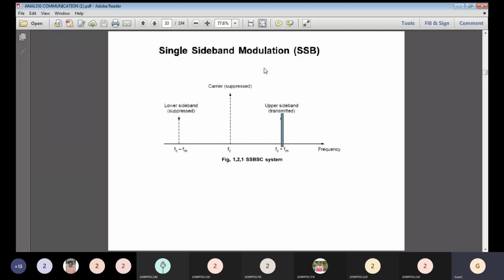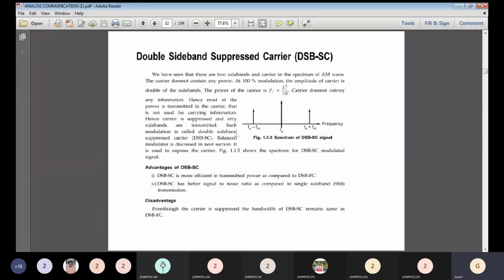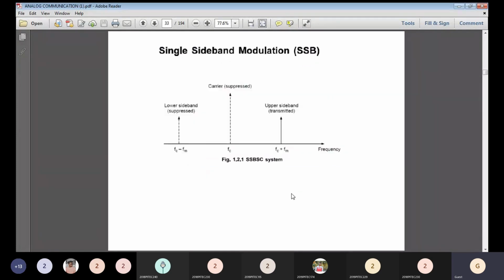So what are the advantages of this single sideband technique? One is the carrier is removed and the lower sideband is also removed. So the power efficiency is increased. Along with the power efficiency, the bandwidth requirement is also reduced. For DSB, what is the bandwidth requirement? 2 FM. But for SSB, only 1 FM is enough. Whether you transmit the upper sideband or the lower sideband, FM bandwidth is enough. So the bandwidth requirement is reduced. This is the advantage of the single sideband modulation system.